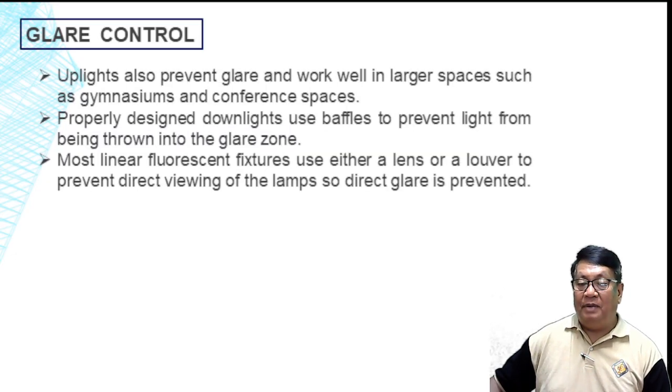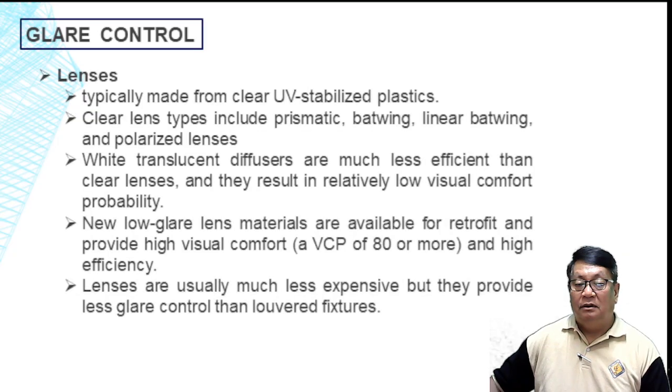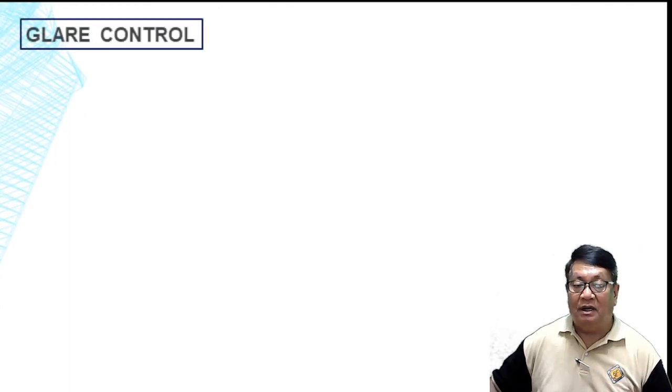Uplights also prevent color and glare and work well in larger spaces. Properly designed downlights use baffles to prevent light from being thrown into the glare zone. Okay, so we have that. So we also have lenses, no? Typically made of clear UV-stabilized plastics, and the rest of the function of the lenses.